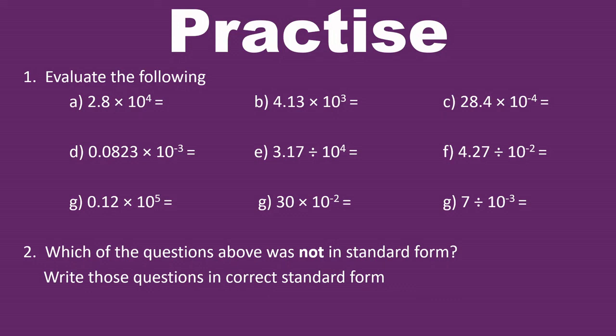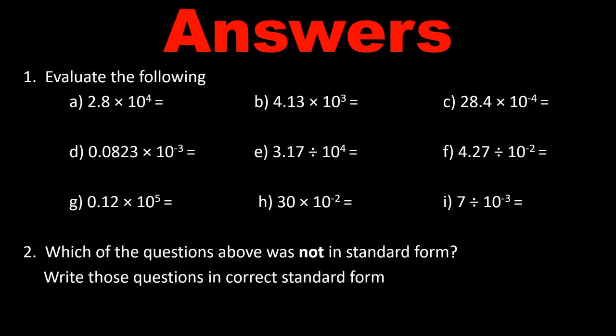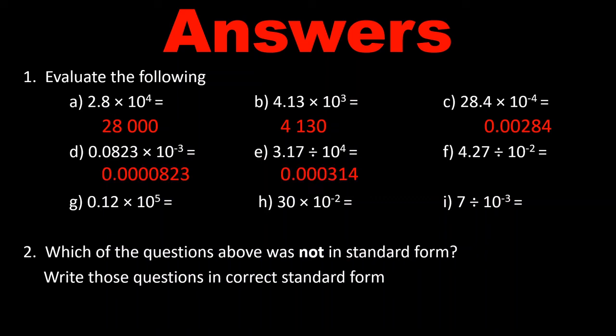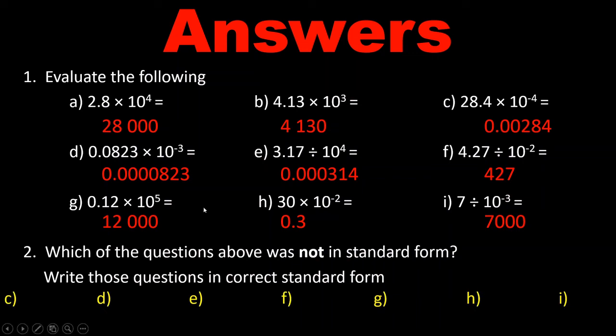I hope you had a chance to hit pause, because here come your answers. For question 1, A, B, C, D, E, F, G, H, I. And for question 2, almost all of them. A was in standard form, 2.8 times 10 to the power of something. B was in standard form, 4.13 times 10 to the power of something.